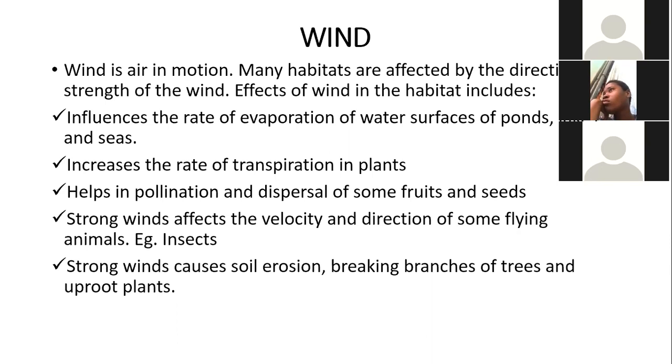Now this same strong wind can also cause soil erosion, breaking of branches of trees, and uproot plants. I don't know who has seen some before, who has observed strong winds destroying even properties. These winds can destroy properties, uproot plants, uproot branches of trees, and also cause soil erosion.